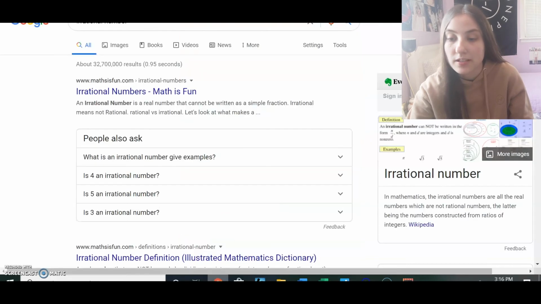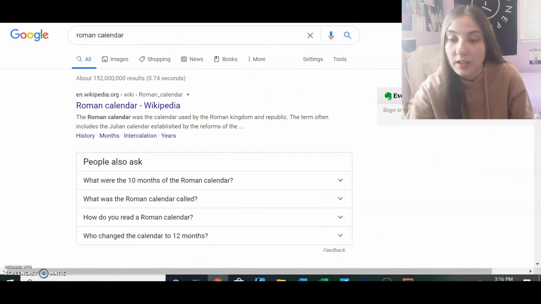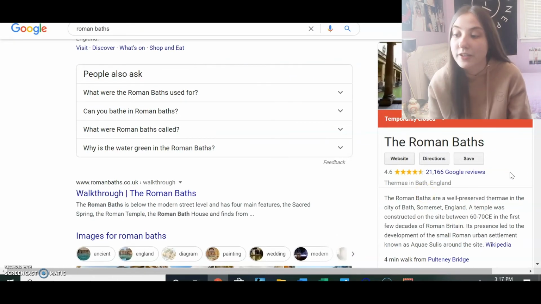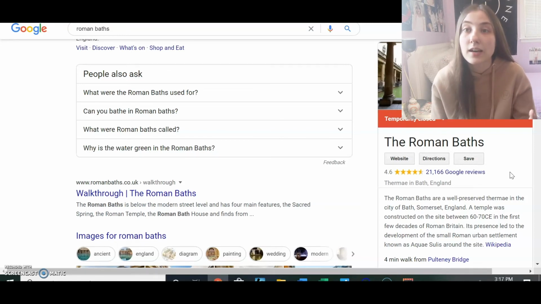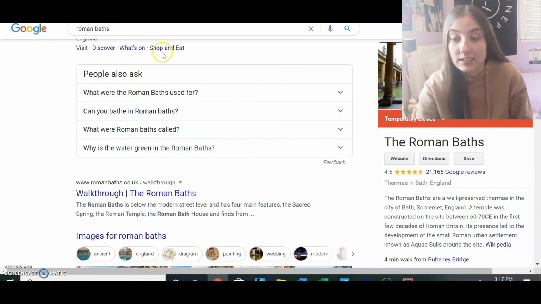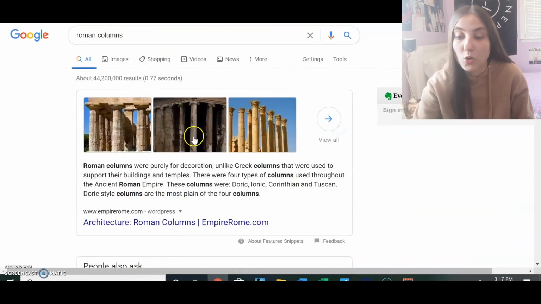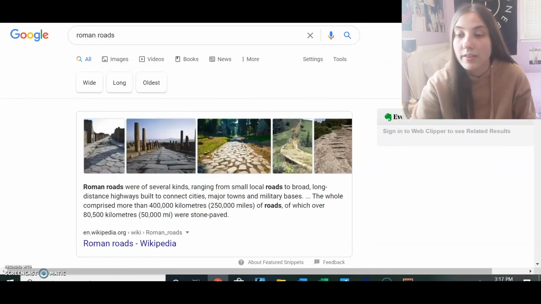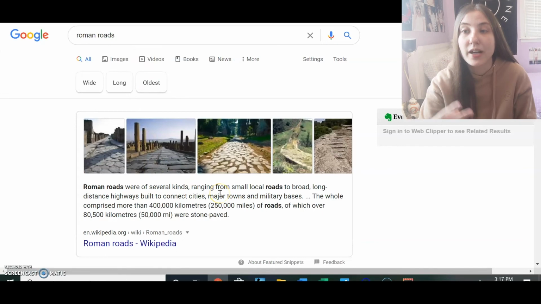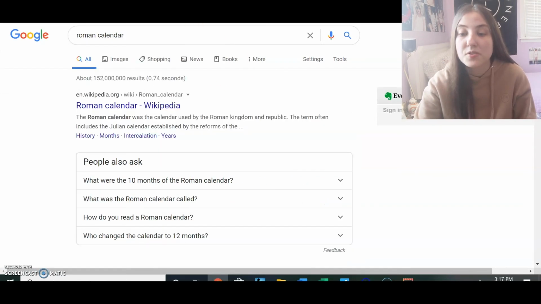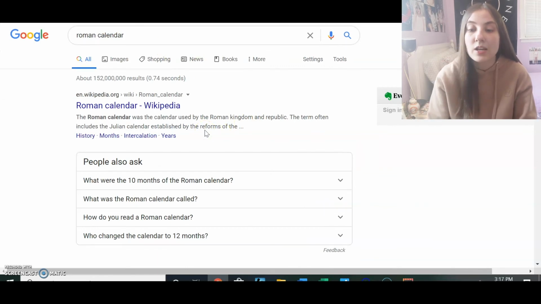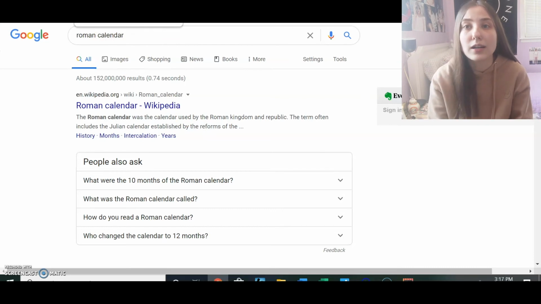So I just wanted to show this on Google, but one of the big ones is the Roman baths, right? The Roman baths are a very famous tour site and historical site in England. And then Roman columns are a certain type of design of columns, and Roman roads are also a type of road. There's also the Roman calendar, which was the calendar used by the Roman Kingdom and Republic. So these words are all related to Roman history and Romans, right?